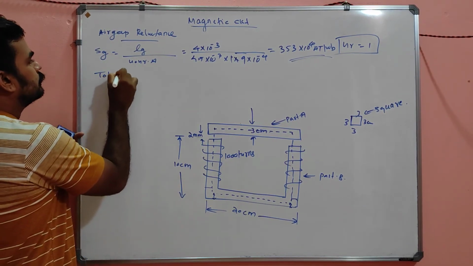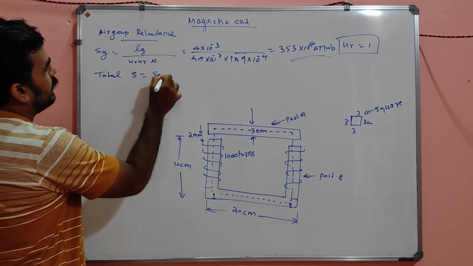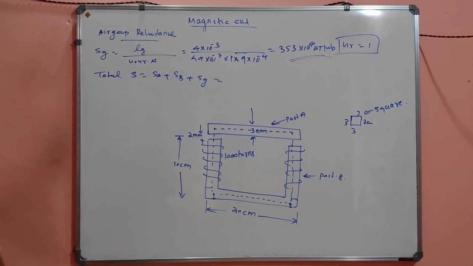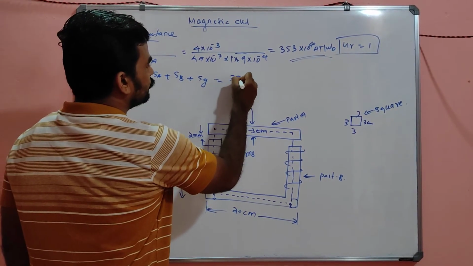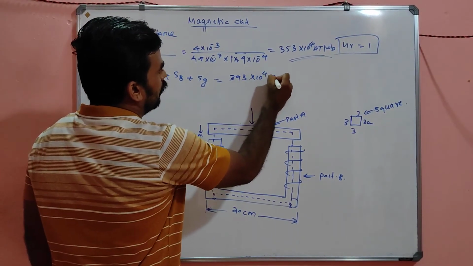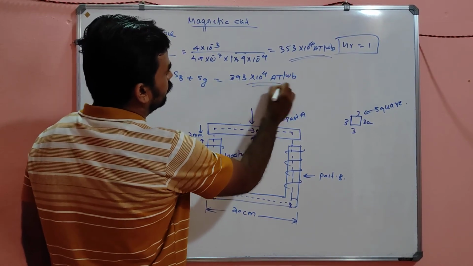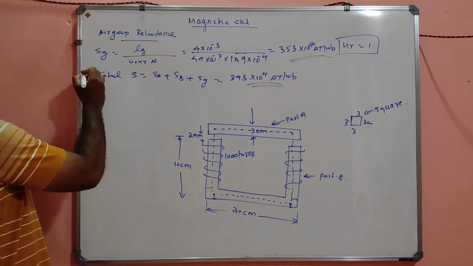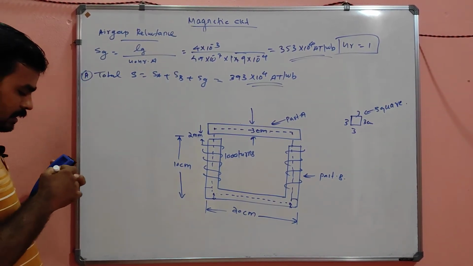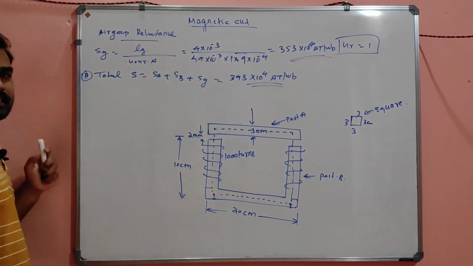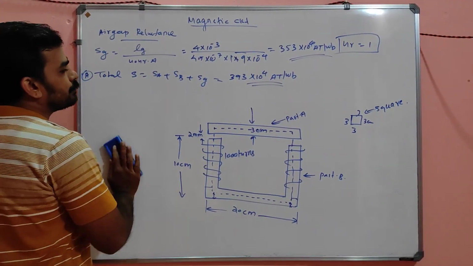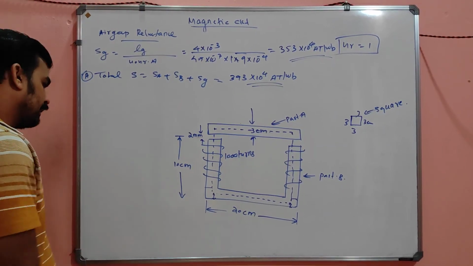So the complete total S will be equal to S_A plus S_B plus S_G. If you add the three, you will get 393 into 10 raised to 4 ampere turn per Weber. That is the answer for part A, the total reluctance of the complete circuit. Is it clear, my dears?